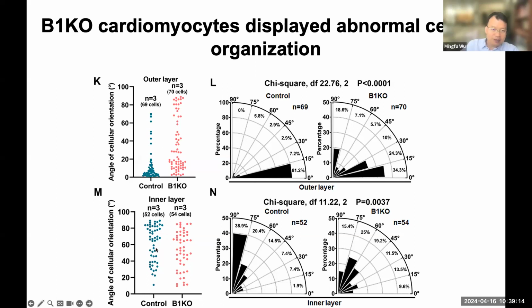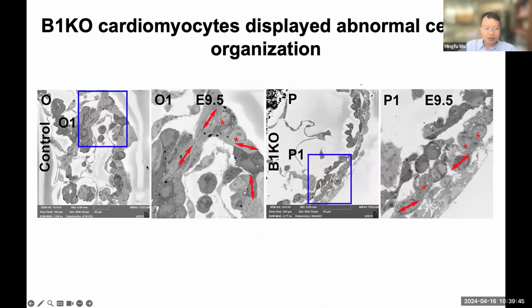And we also measured the cellular orientation for the cells in the inner layer. As you can see, this is the distribution pattern for the control. The majority of them, 40%, display a perpendicular orientation. But in the knockout, you can see the perpendicular orientation percentage is reduced, suggesting that integrin beta-1 is required for the cellular orientation here. And we also used EM to show that the cell orientation and the cell shape in the knockout are changed.